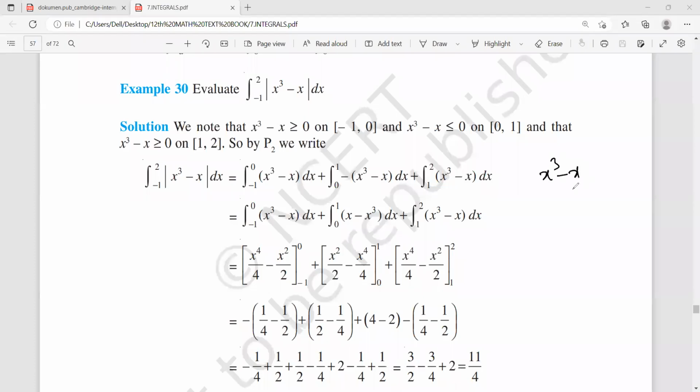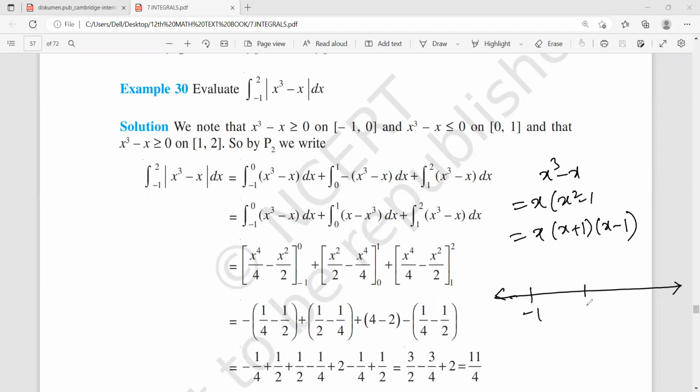Let's take x cube minus x. If you take x common, x square minus 1, then x into x plus 1 into x minus 1. Like this we take the points minus 1, 0, 1. You remember this one? Wavy curve method. And for more than 1, you take 2, 3, 4: positive, positive, positive. It's positive.